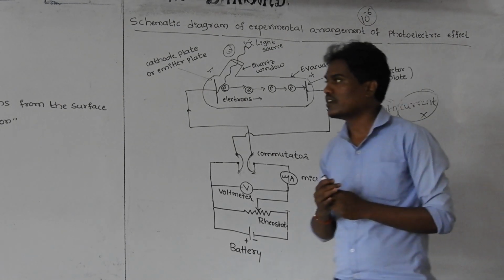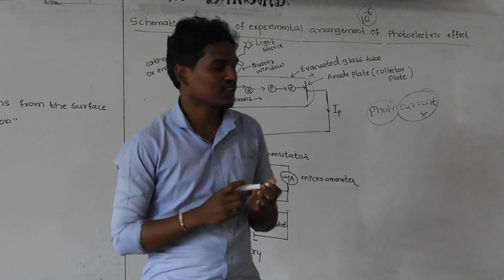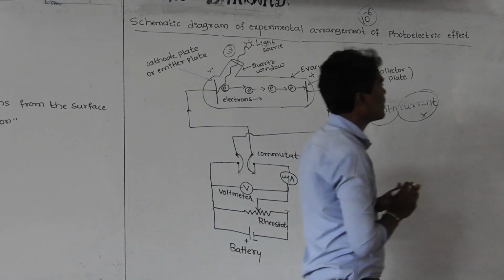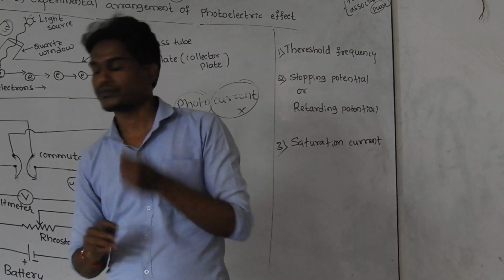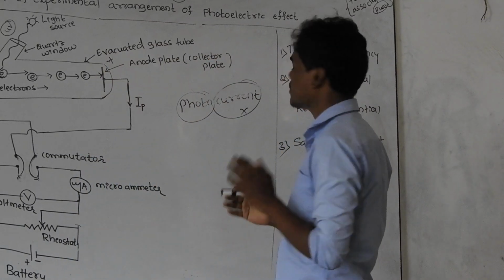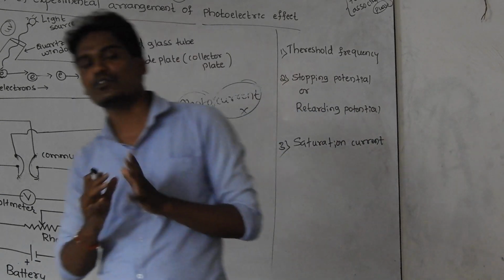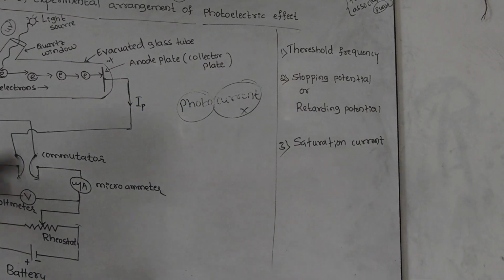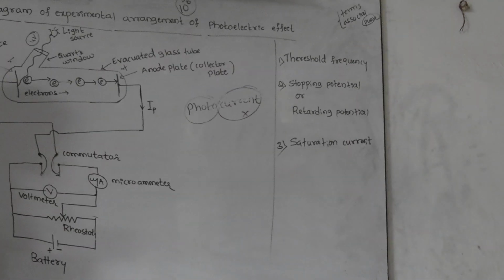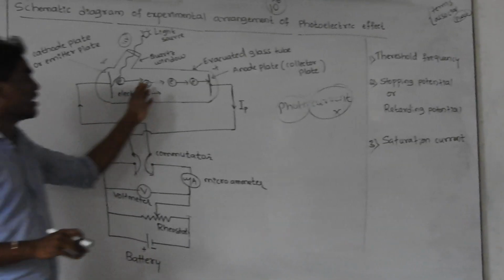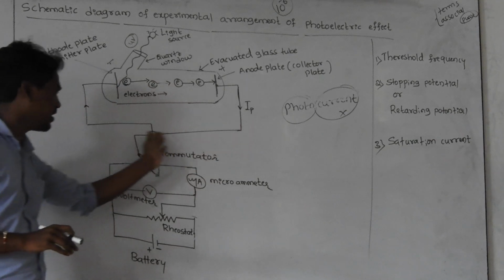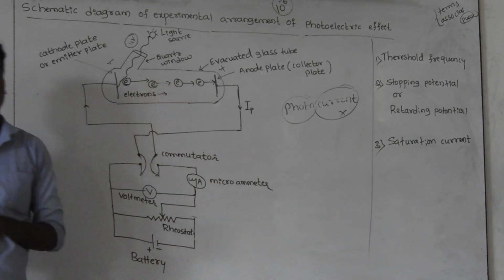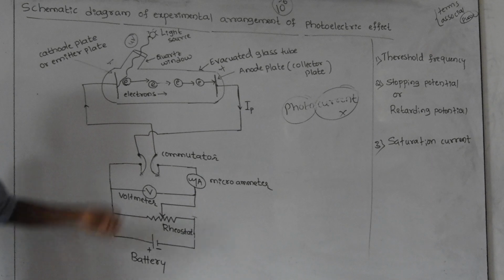And next, there are some terms associated with this photoelectric effect. Just remember this experimental arrangement. The arc is working, the electrons are ejected, they are moving, and suddenly there is a generation of current moving in the circuit. That current is called photocurrent. This is the whole experimental arrangement of the photoelectric effect.